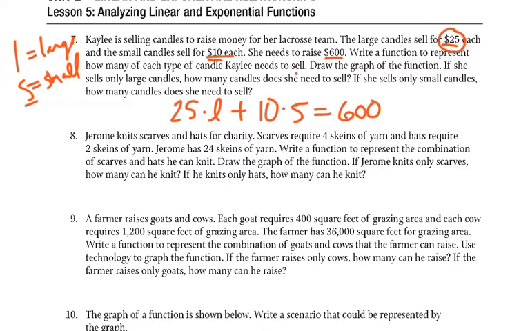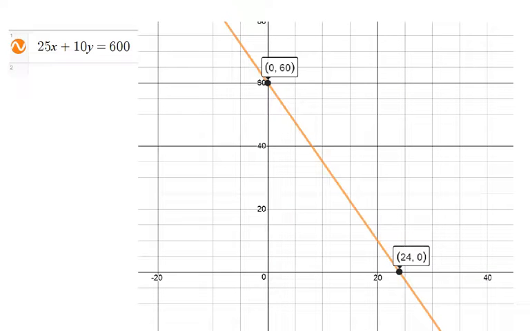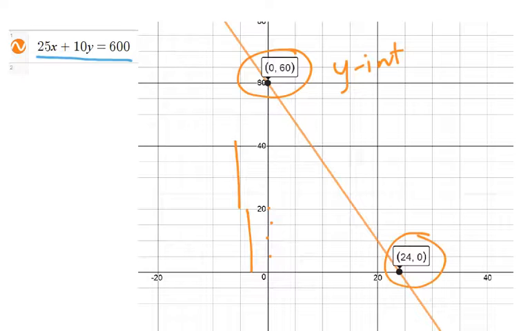Okay, it says draw the graph of the function. Well, what I can do is change that L to X, change that S to Y, and then I could use technology and graph it that way. So if I use Desmos or another graphing tool, I can type it in just like that, and notice that we end up with our graph. Now notice I'm counting by 20s here. So 5, 10, 15, 20. Then I can see my y-intercept. I can also see my x-intercept.